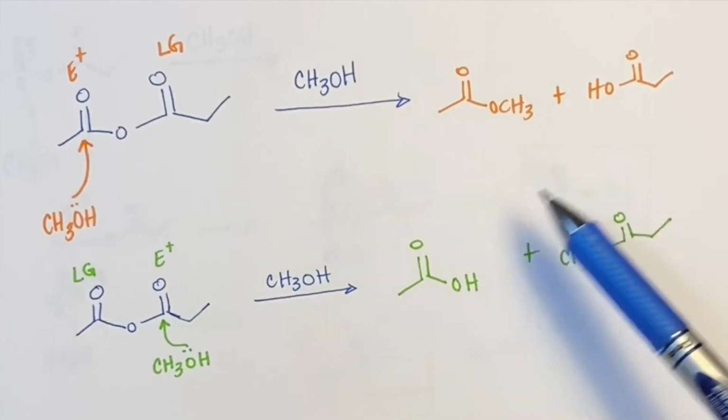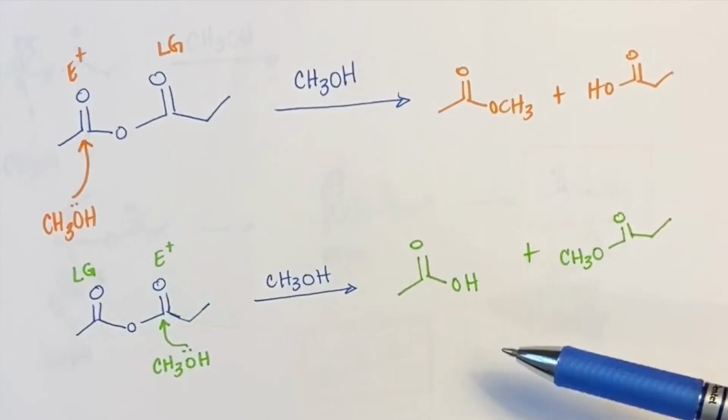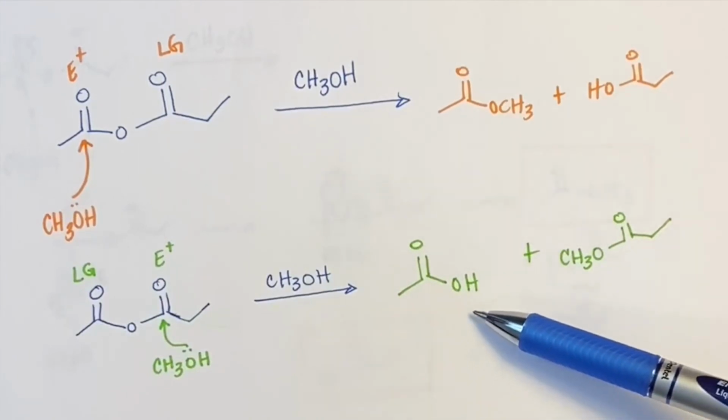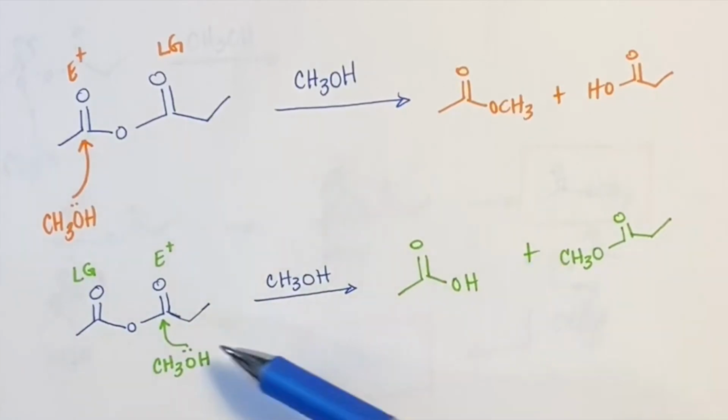In the second process that we looked at, we saw the opposite happen, where the carbon on the right was my electrophilic carbon, and the carbonyl on the left became my leaving group. The two products that I got out of that reaction were the carboxylic acid from my leaving group carbon, and the ester from my carbon that acted as the electrophile.